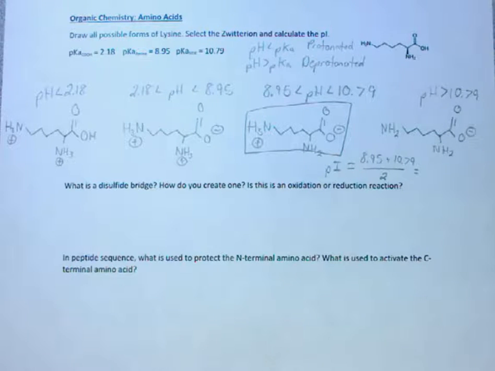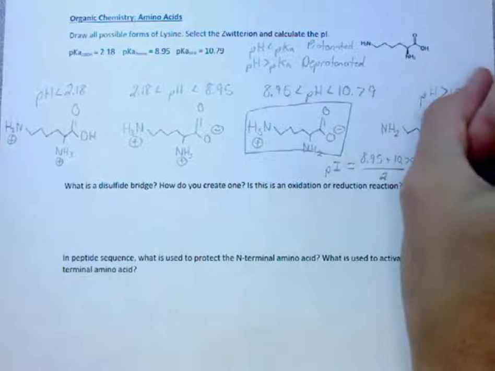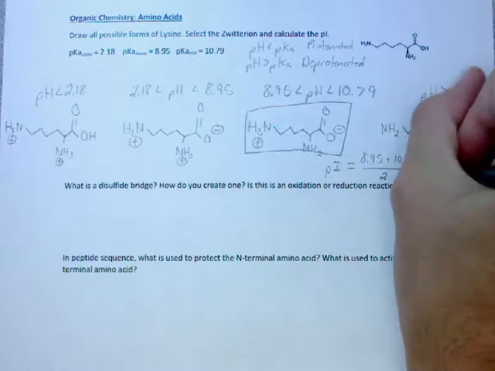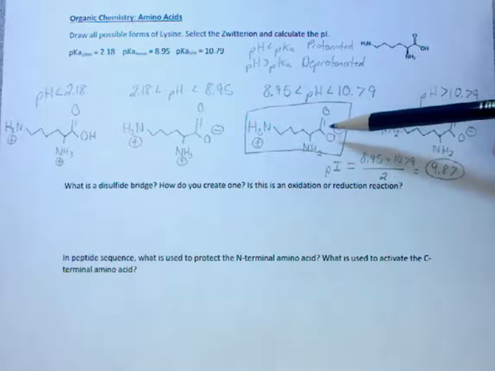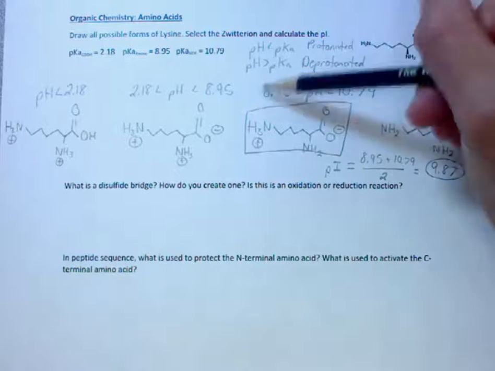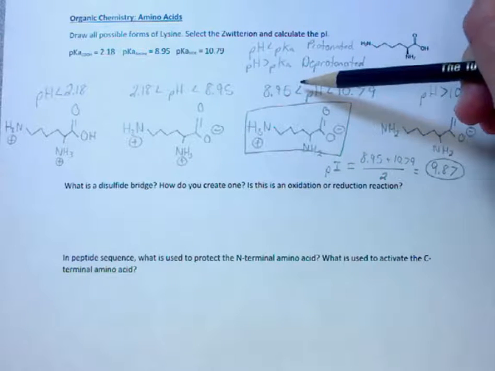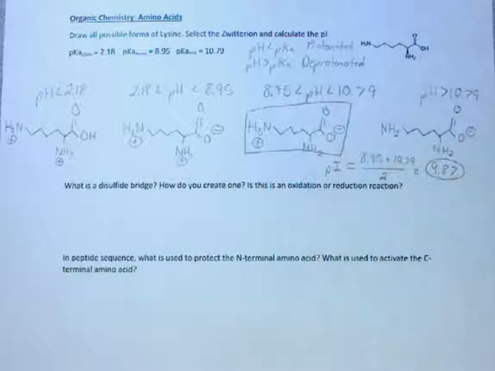If we do the calculation, we get 9.87 as the pI. We use 8.95 and 10.79 because if the pH was any greater than this number, the Zwitter ion would not exist. And if the pH was less than this number, the Zwitter ion also would not exist.